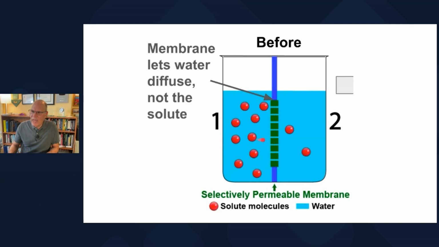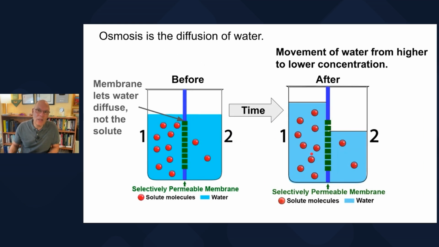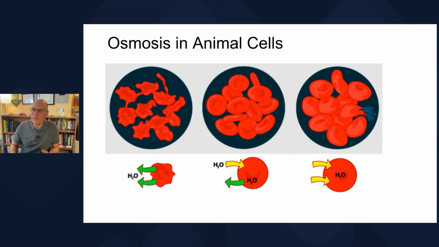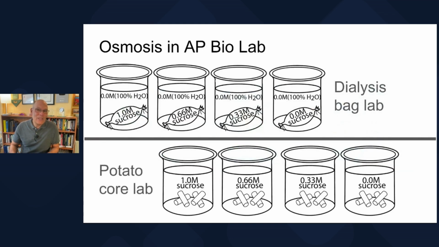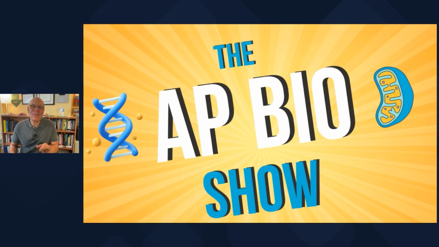sucrose. Over time, water will move from where it's more concentrated to where it's less concentrated, and that'll change the level of water on each side of the membrane. That has huge consequences for cells, both animal cells and plant cells, which are hugely affected by osmosis. It shows up in some very important labs that are done in the AP Bio curriculum and in other curricula as well, including the dialysis bag lab, the potato core lab, and we'll talk about a diffusion lab. That's what's happening tonight on the AP Bio show.